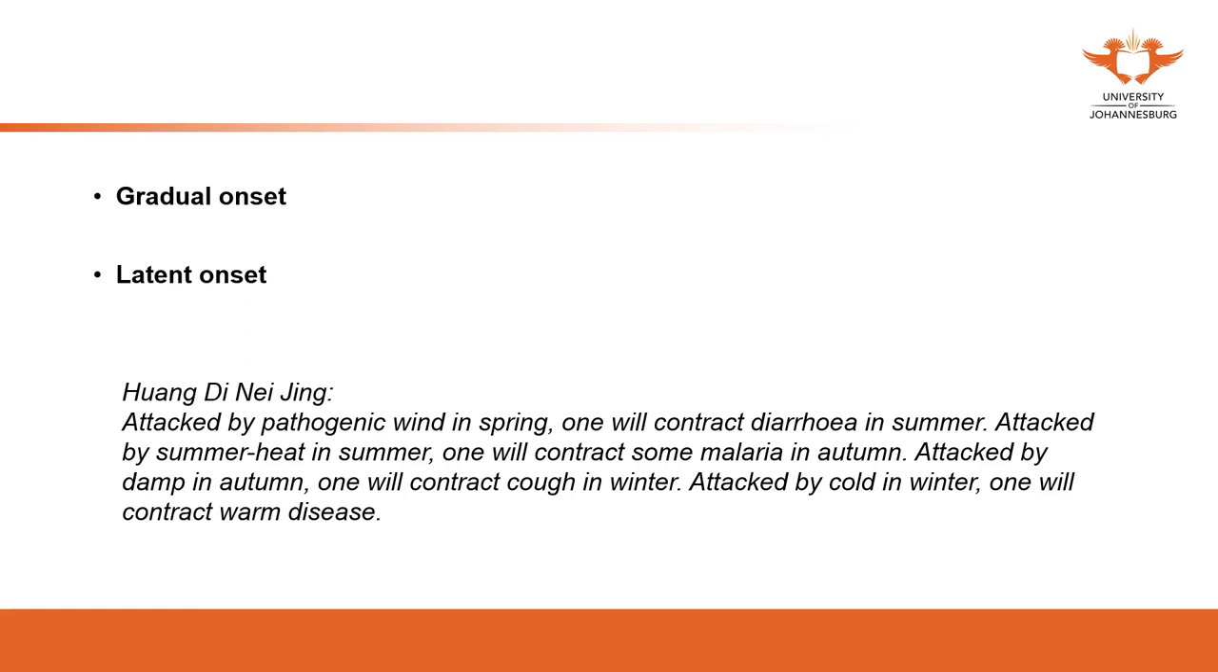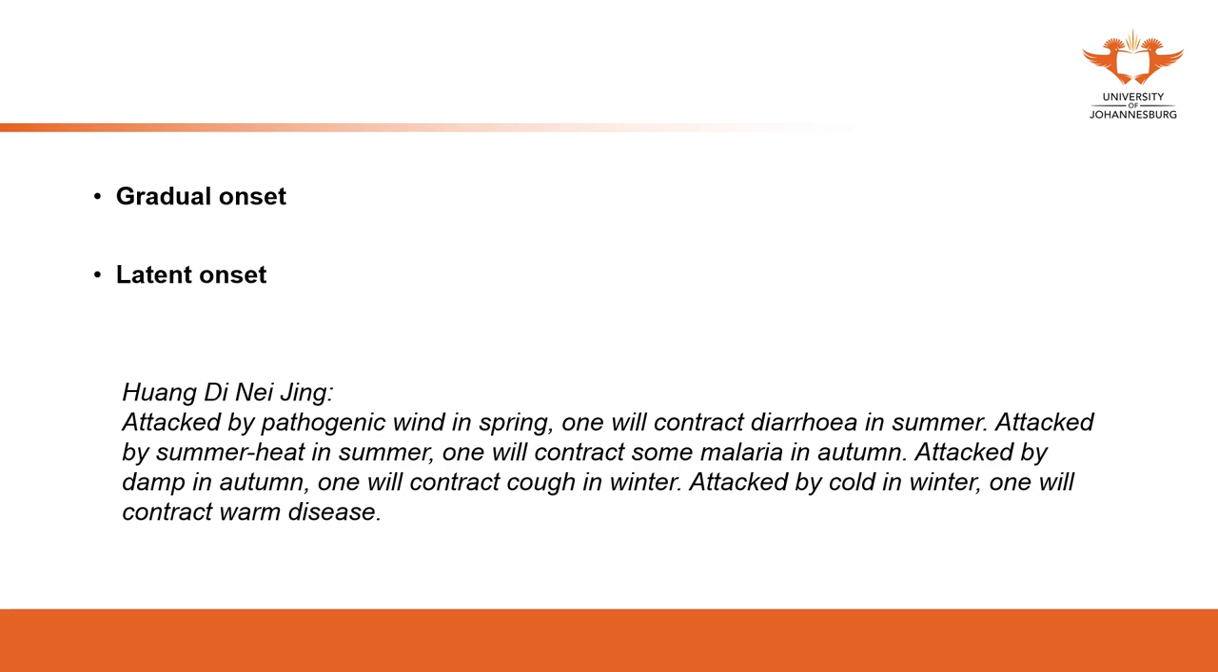So from this description, we can see that if you are attacked by some pathogens in spring, you're going to have diarrhea in summer. Sometimes you will ask, how do you know that diarrhea in summer is due to the spring? So these are the descriptions from Huang Di Nei Jing. And from this description, we don't need to focus on what kinds of disease Huang Di Nei Jing described, what kinds of diarrhea were affected in winter, in spring, and only happen in summer.